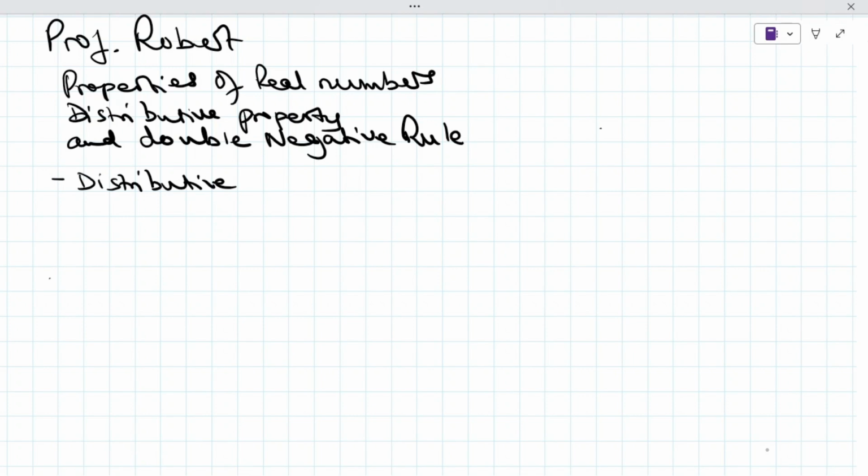The distributive property helps us multiply across parentheses. For example, if we had a number or letter A being multiplied by another letter B plus another letter C, this distributive property will help us to multiply across the parentheses or the brackets. So this will become A times B, which is AB, plus A times C, which is AC.